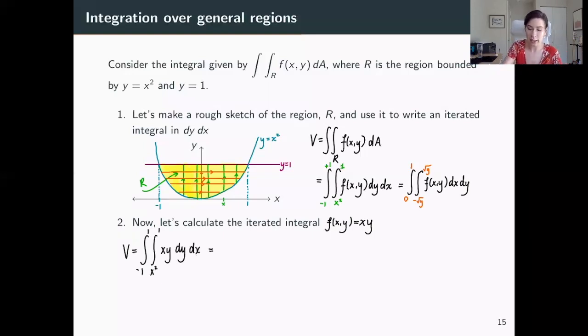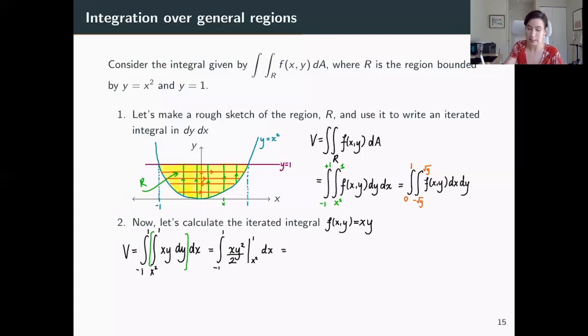We are integrating with respect to y first, and so here we're going to have that integral on the outside, -1 to 1, and then the antiderivative of xy with respect to y is going to be xy squared divided by 2, and we're going to evaluate this from x squared to 1. And we've got that dx there on the outside.